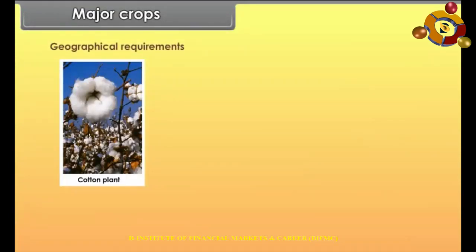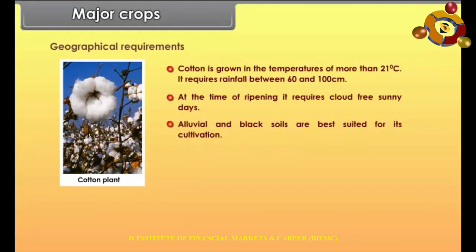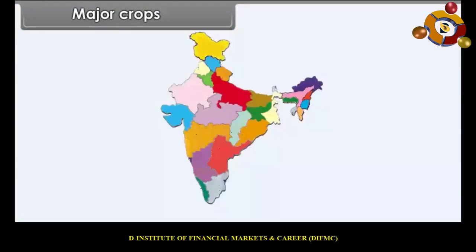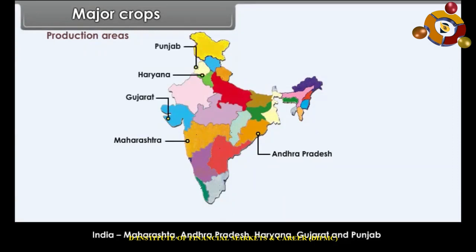Geographical requirements. Cotton is grown in the temperatures of more than 21 degrees Celsius. It requires rainfall between 60 and 100 centimeters. At the time of ripening, it requires cloud-free sunny days. Alluvial and black soils are best suited for its cultivation. Production areas. India, Maharashtra, Andhra Pradesh, Haryana, Gujarat and Punjab.